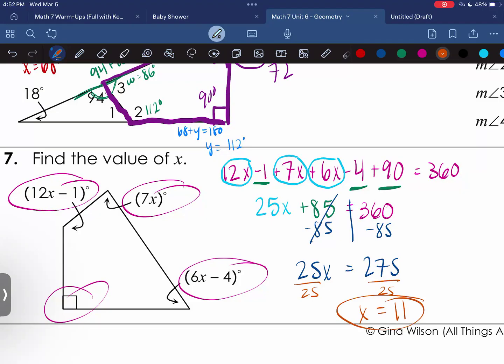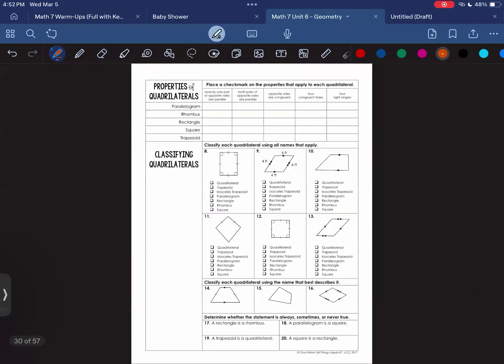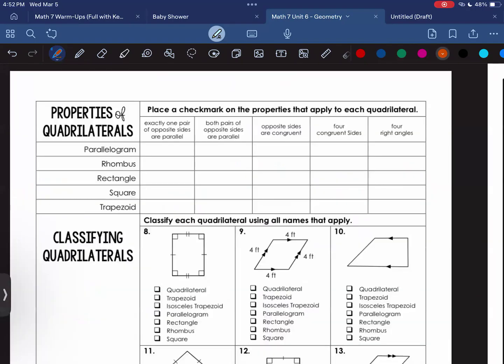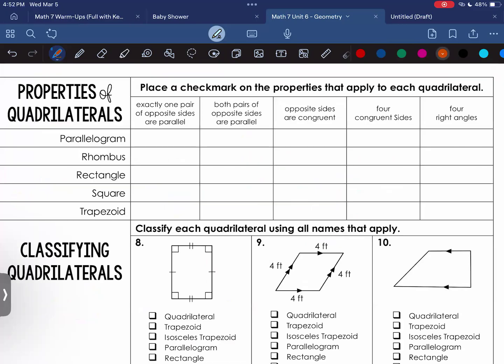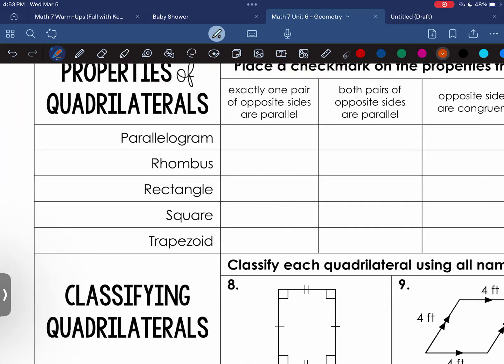All right. Go ahead and flip on over to the back. So this is review, but it's been a while. We're just going to remind ourselves what these shapes are. Okay, so a parallelogram. For that one, we're just going to check the boxes that it goes with. I'm just going to draw it over here. Kind of looks like that.